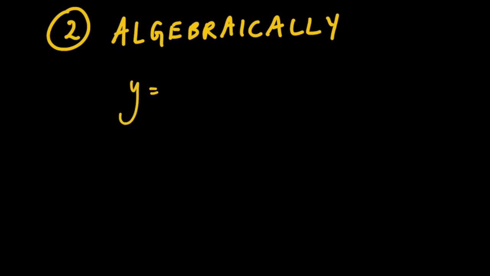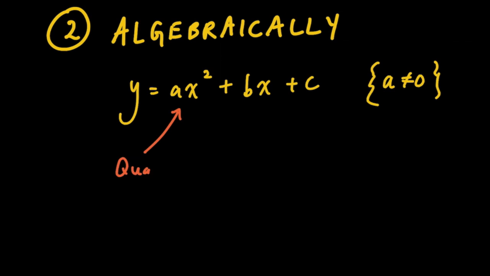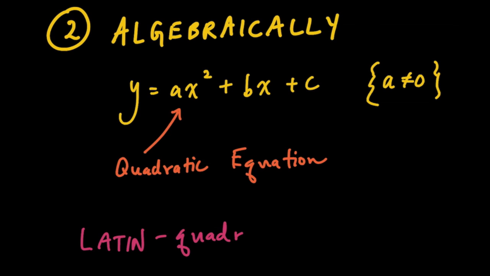We may also define parabolas algebraically. For example, all points that satisfy the equation y equals ax squared plus bx plus c would trace out a parabola, and the equation would be called a quadratic equation. Here, a, b, and c are just numbers, constants, and a has to be a non-zero constant. The word quadratic comes from the Latin word quadratus, meaning square.